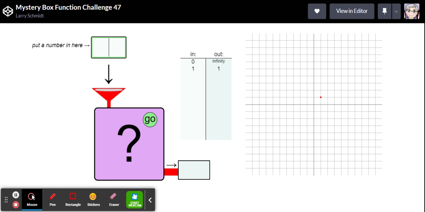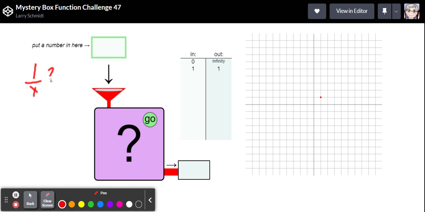Okay, so when I first saw 0 with infinity, what I was thinking was maybe 1 over x. Because if you put a 0 at the bottom of a fraction, you can't actually do that division. So the answer isn't technically infinity, but that's what the computer says. And if we had a 1, it would be a 1. So far this looks like 1 over x. Let's put a 2 in.